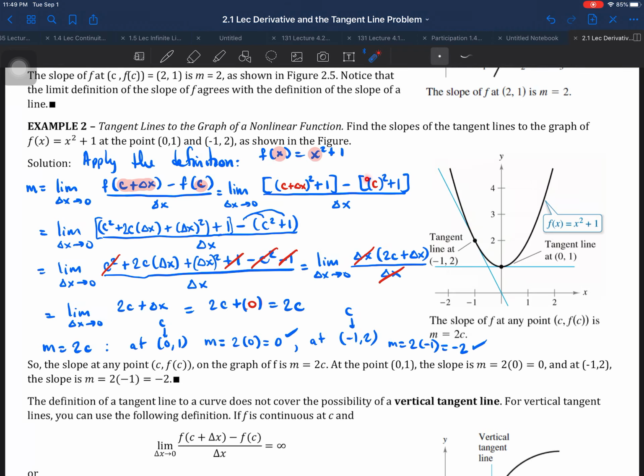So for this part, I'm just replacing x with c. So there you go. It's very simple, right? Very straightforward. The next one, we're gonna do f of c plus delta x. So we're gonna replace every x with c plus delta x.